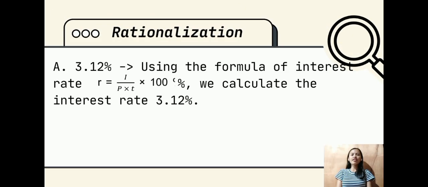The correct answer is letter A, 3.12%. Using the formula of interest rate, we have rate is equal to interest over principal amount times time times 100%. We calculated the interest of 3.12%.